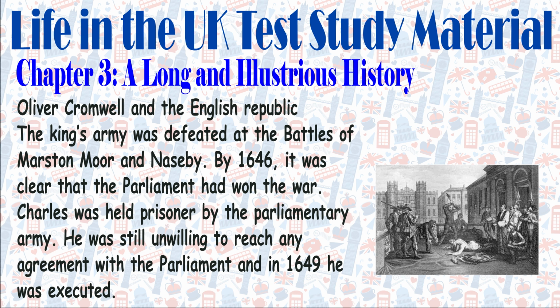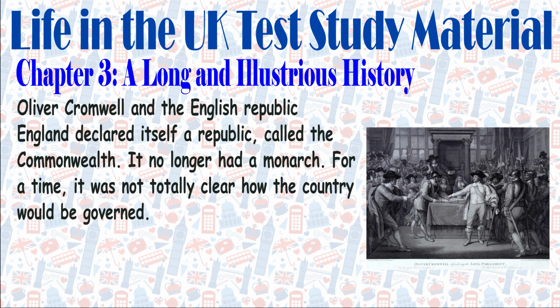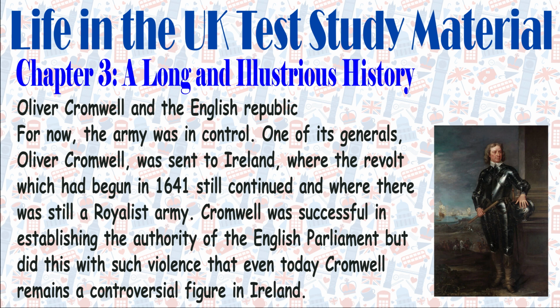Oliver Cromwell and the English Republic. The king's army was defeated at the battles of Marston Moor and Naseby. By 1646, it was clear that the Parliament had won the war. Charles was held prisoner by the Parliamentary Army. He was still unwilling to reach any agreement with the Parliament, and in 1649 he was executed. England declared itself a republic, called the Commonwealth. It no longer had a monarch. For a time, it was not totally clear how the country would be governed. For now, the army was in control.